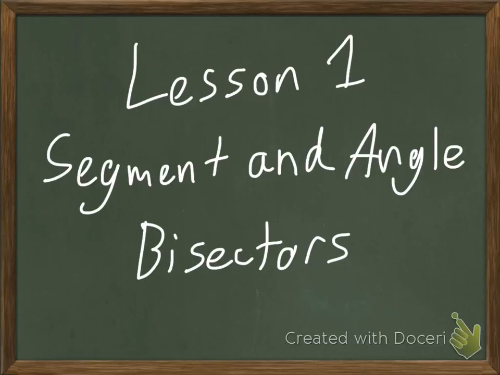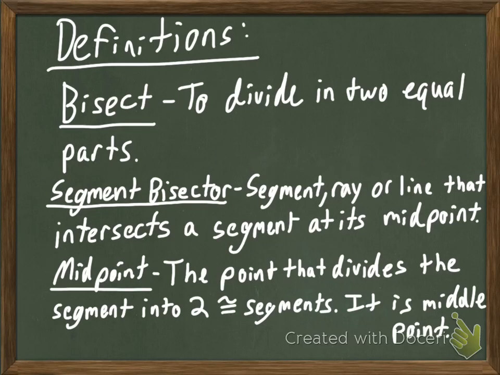Okay, welcome to Unit 2, Lesson 1, Segment and Angle Bisectors. We're going to start off again with a few definitions to get us ready to go into this lesson. The word bisect means to divide in two equal parts. So bisect, it's going to divide into two equal parts.